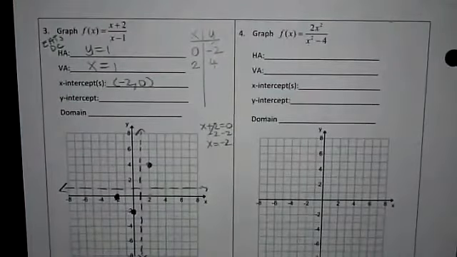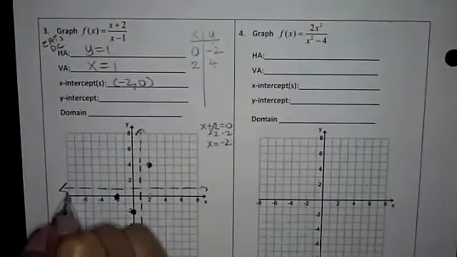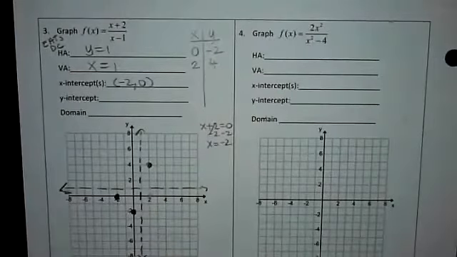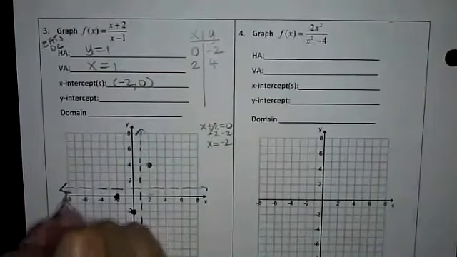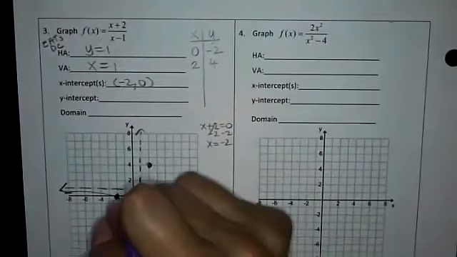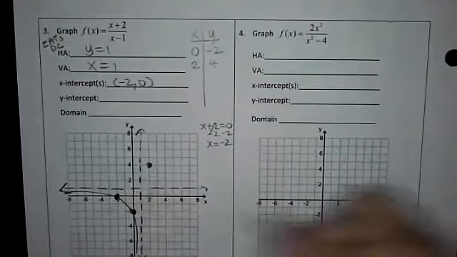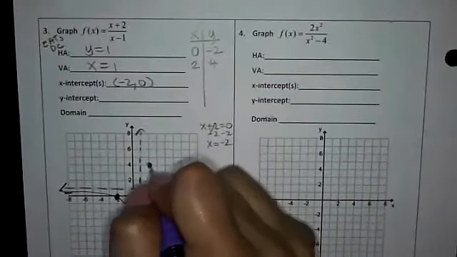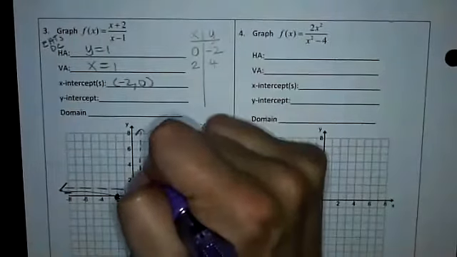Now that I have those points, that's really enough for me to graph. Because the asymptotes guide my behavior, I can use that to graph my line now. I just move towards the asymptotes. So I graph towards the asymptotes, and there is my rational.